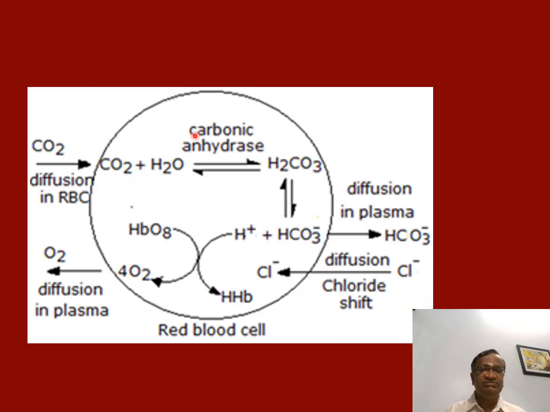I am again telling you in simple terms. This is complicated. CO2 goes in, with H2O and carbonic anhydrase, because the main thing is inside red blood cells. HCO3 goes out, H+ forms HHb and oxygen is diffused. Okay, this is about the diffusion in the cells.